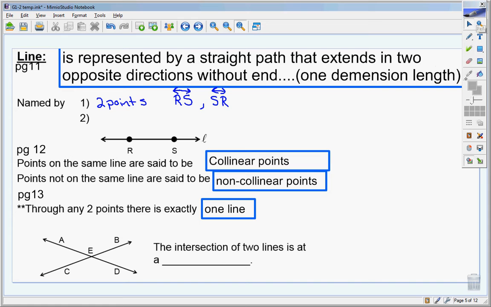The other thing that you could do is you could use a lowercase script letter if they've put one there on the line, like they have here. You can no longer use the symbol, so you'd actually have to write line and use that script L.